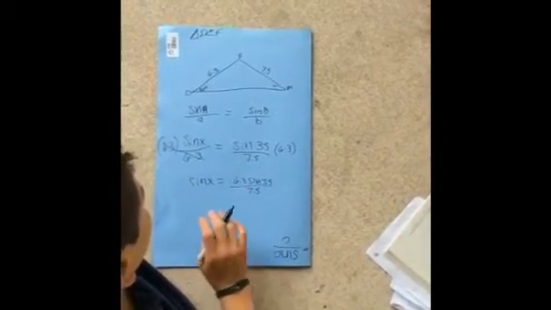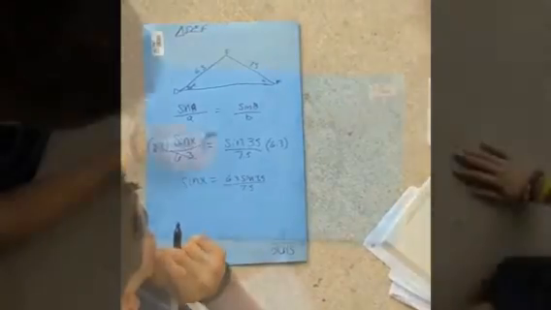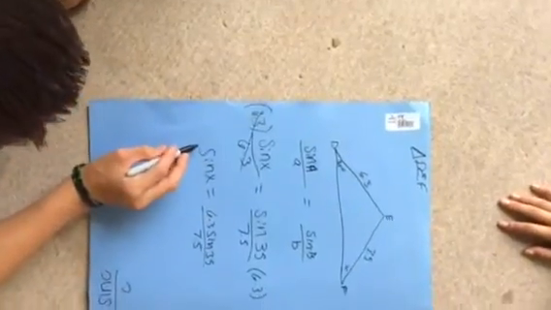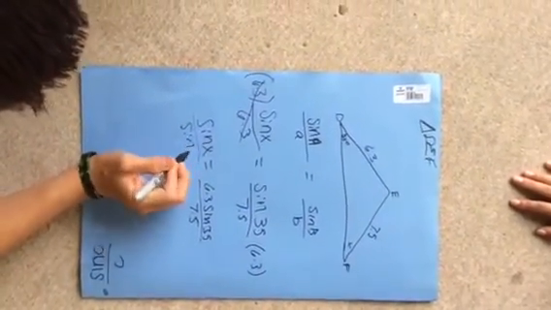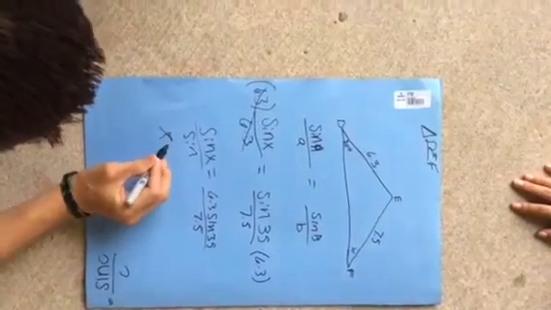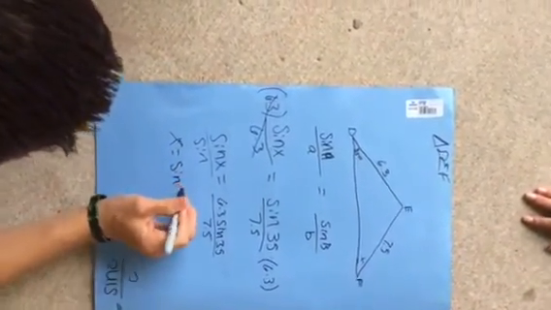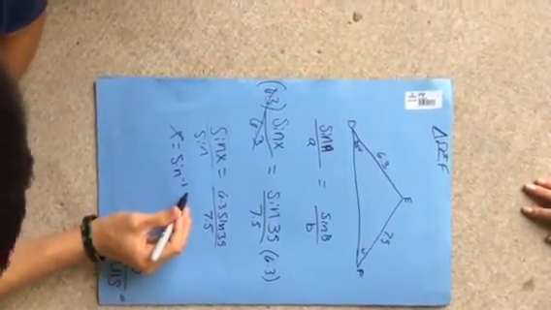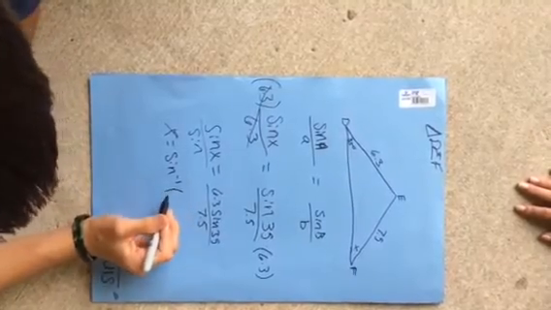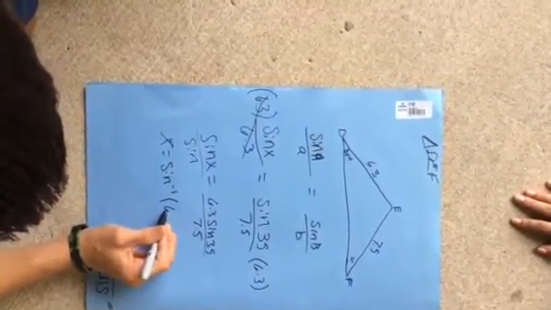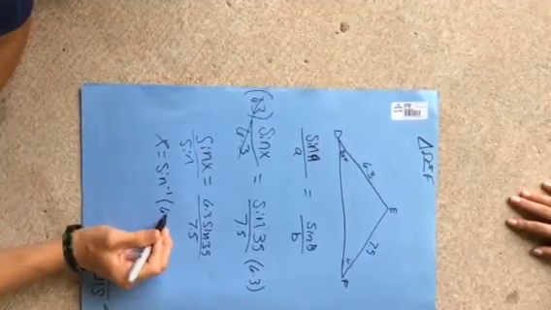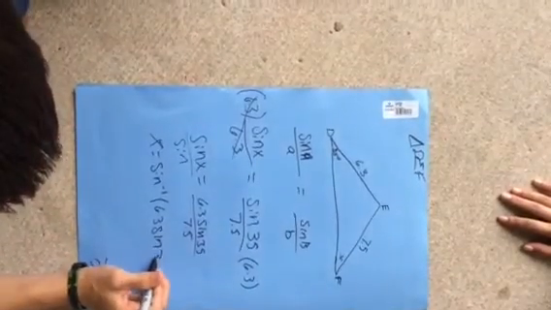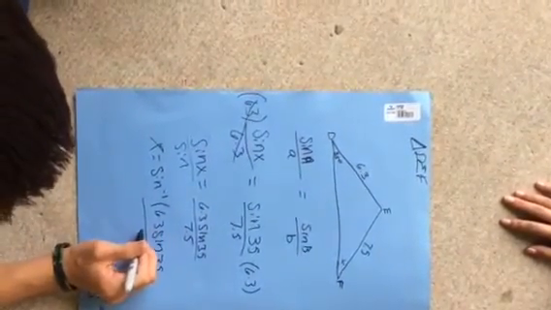Now, what you want to do is get x by itself. So you go sine divided by sine. So then it'll be x equals sine -1 times 6.3 sine 35 over 7.5.